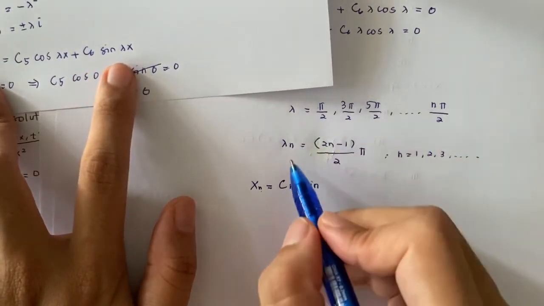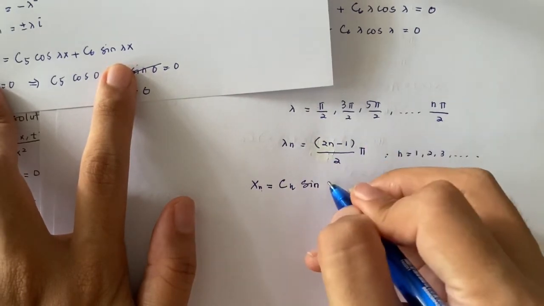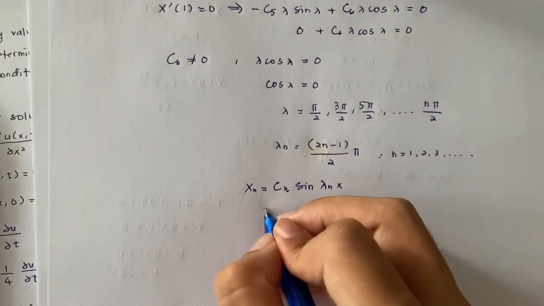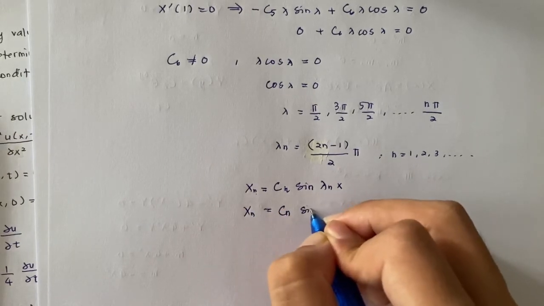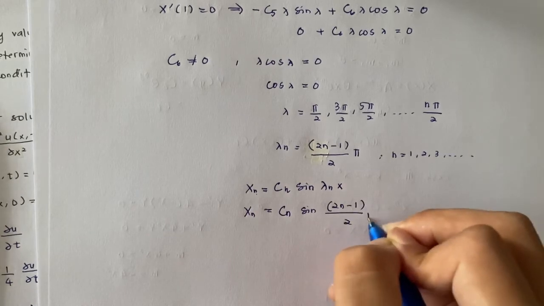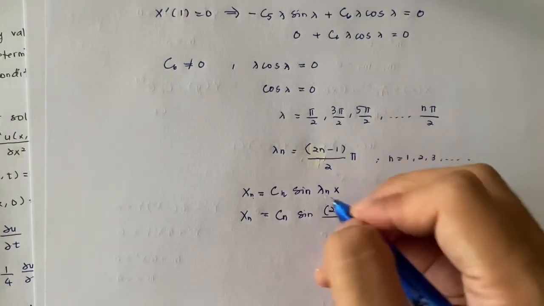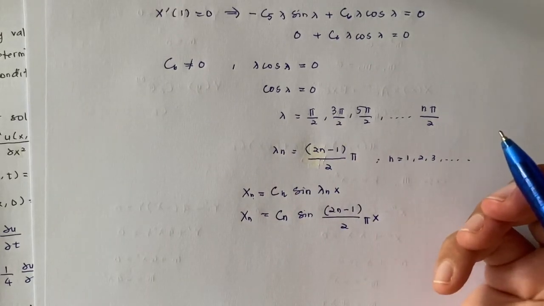lambda. So now we have lambda n. For this we have general lambda, so we use lambda n x. So our lambda n now is sin of (2n minus 1) over 2 pi, and then we have x here. Okay, so this is for xn.